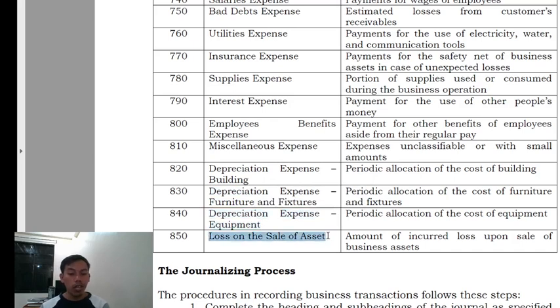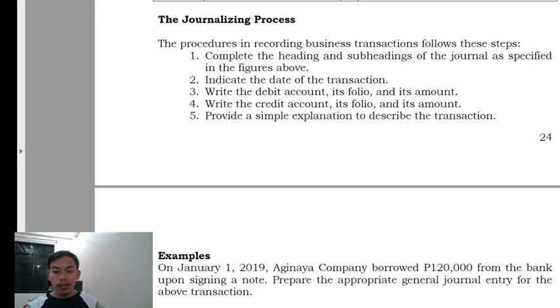Meron din tayong loss on sale of asset. Nagbenta nga tayo ng old table or old equipment pero nalugi tayo. O the loss. It is an expense, loss on the sale of asset. Nakukuha ba? Nakakasunod pa din? So, madami yung mga account titles. So, you need to familiarize yourself with those account titles. So, given po ang chart of accounts, mamimili ka doon, anong account title ang gagamitin mo sa bawat business transaction.